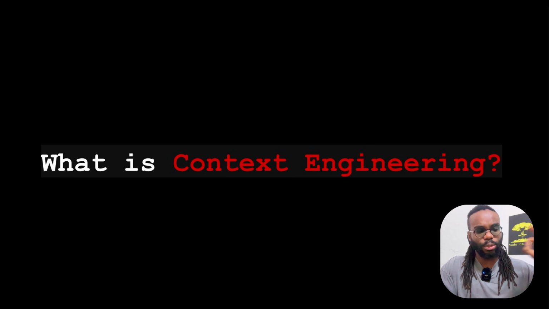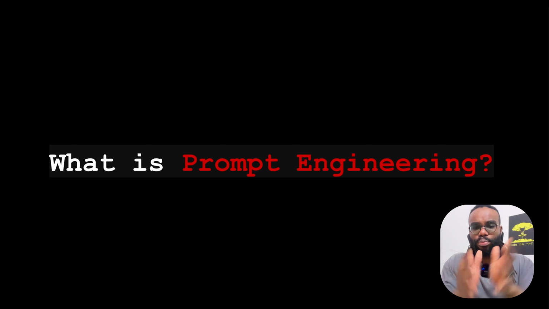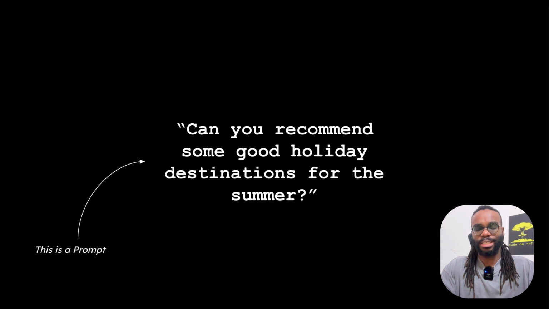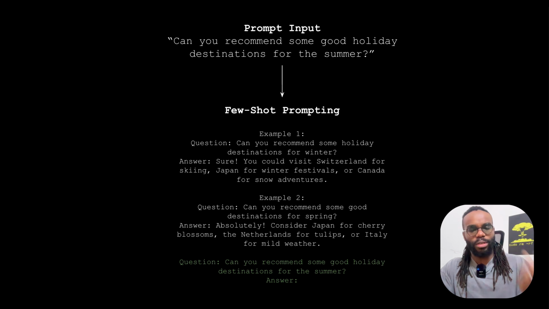First, we have to talk about what is context engineering. For us to understand context engineering, we have to talk about prompt engineering. This is an example of a prompt. Can you recommend some good holiday destinations for the summer? A prompt is an instruction or a piece of text that you pass into an LLM. Whenever you interact with ChatGPT, that would be some form of prompt to the system. The key thing is we understand what a prompt is.